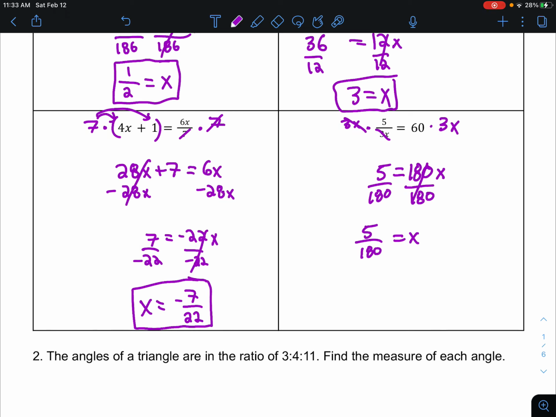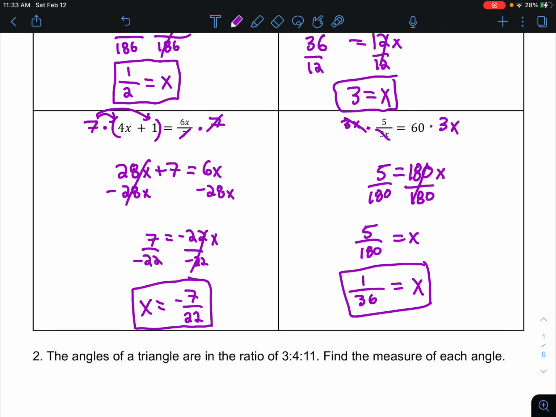Let's see. It should be 5 goes into 100 20 times, and 5 goes into 80 16 times. So we should get 36, or 1 over 36 is equal to x. Okay, so we can reduce our proportion, and we leave it as such.